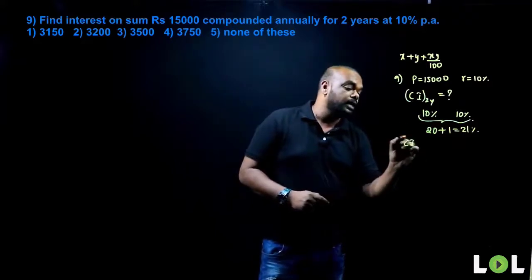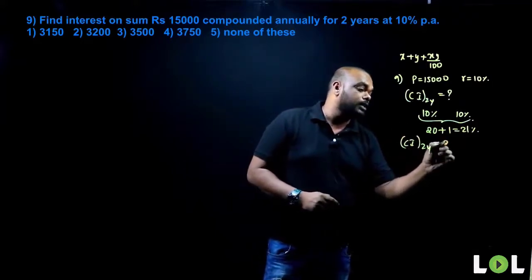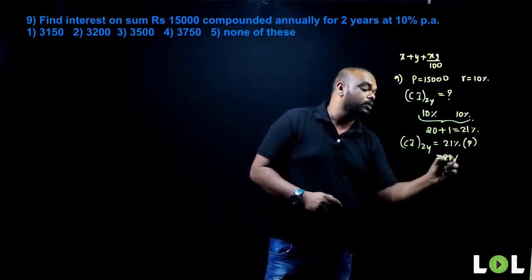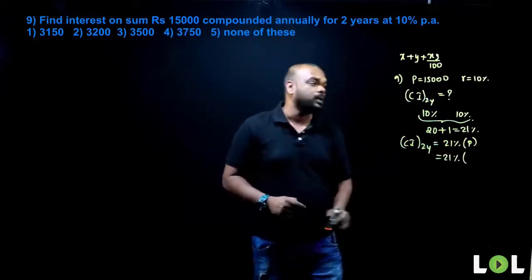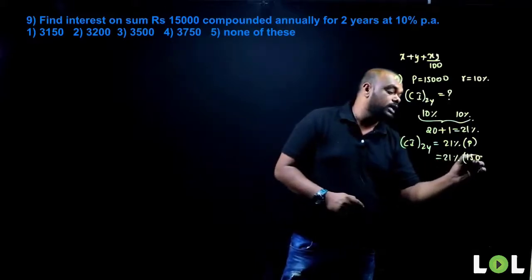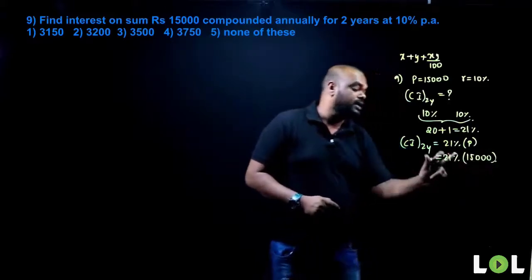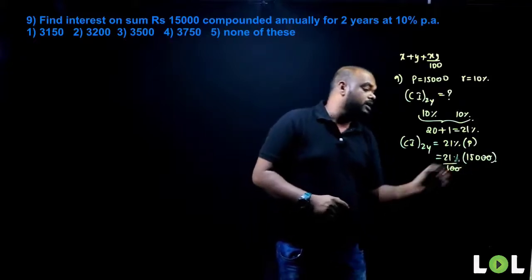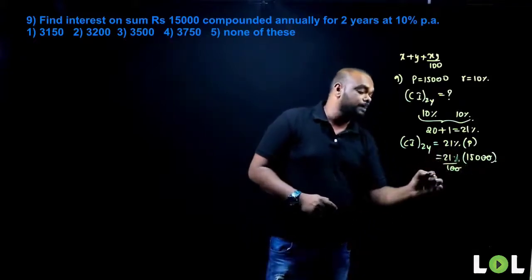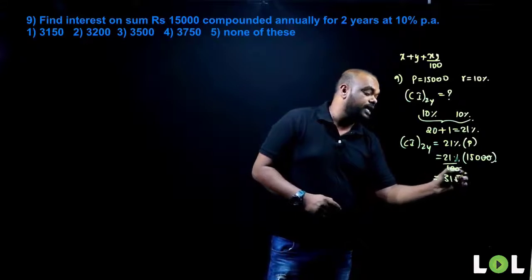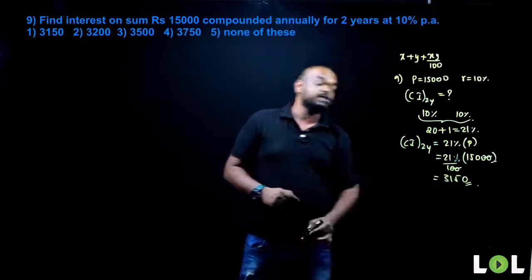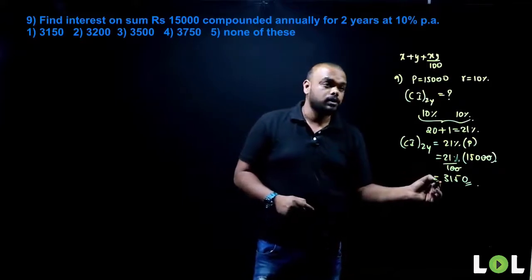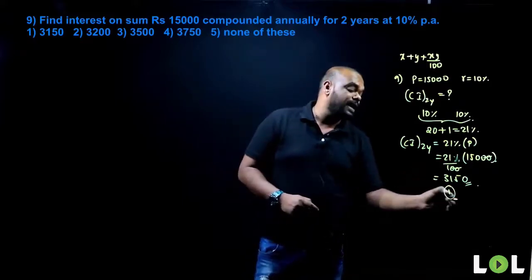So compound interest for 2 years is equal to 21% of principal, which is 21% of what is the principal? 15,000. 21% of 15,000. 21% means 21 by 100. 0000 get cancelled. If we multiply, that is 315, one extra 0. 3,150 is my answer. Do we have the option? Option 1. That is my answer.